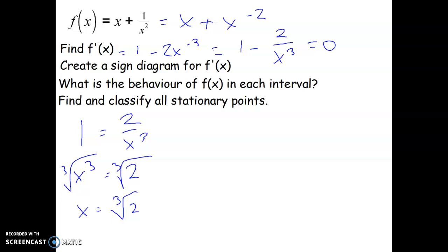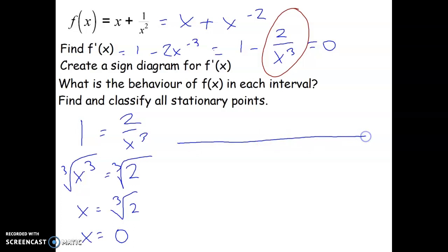Okay, but remember there's also stationary points where your derivative is undefined. So look at this part. Do you see that if I had 0 in the denominator, that would be undefined? So not only do I have the cube root of 2 as a stationary point, I also have x equals 0 as a stationary point because 0 would make it undefined. All right, so now when I get ready to draw my sign diagram, I need to have a dotted line on 0 because 0 is undefined, and I need to have a solid line on the cube root of 2.